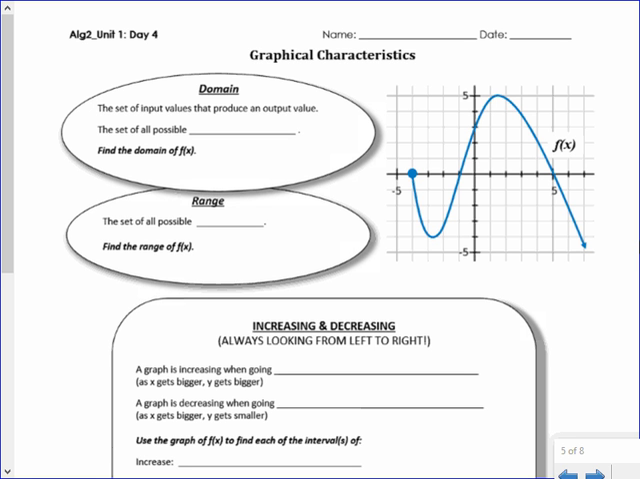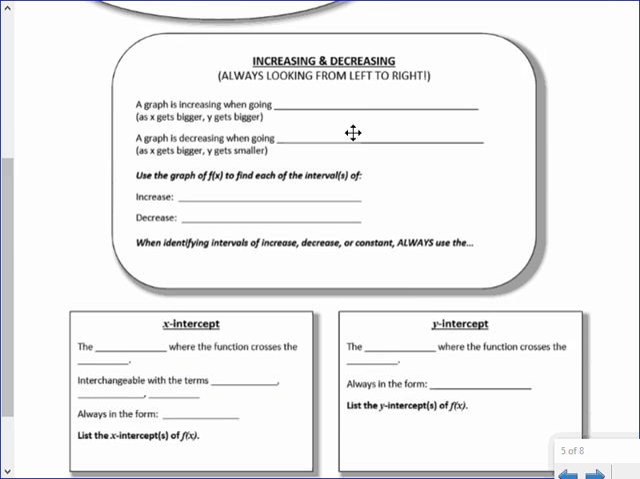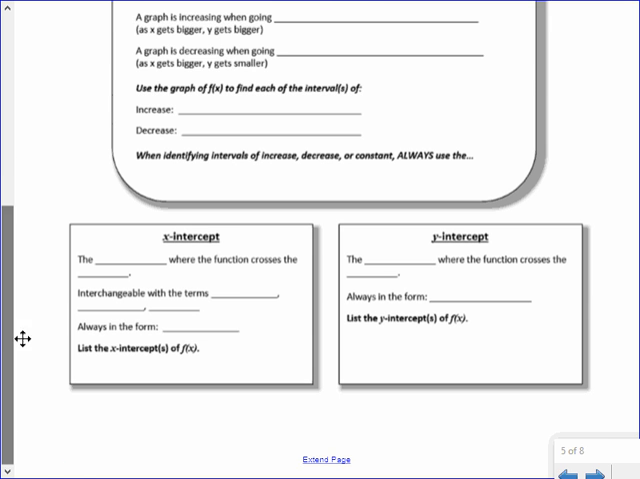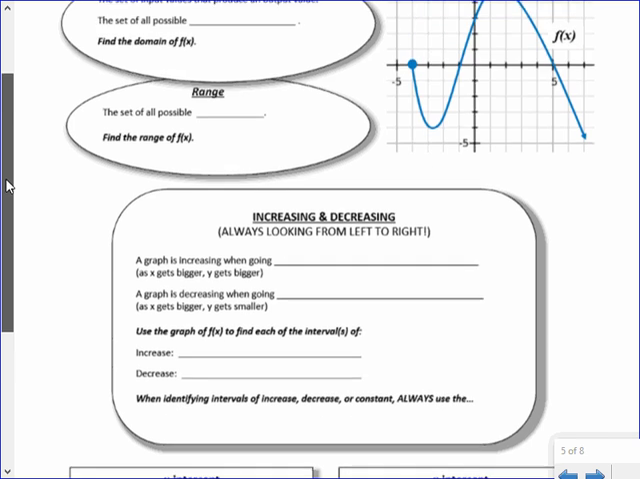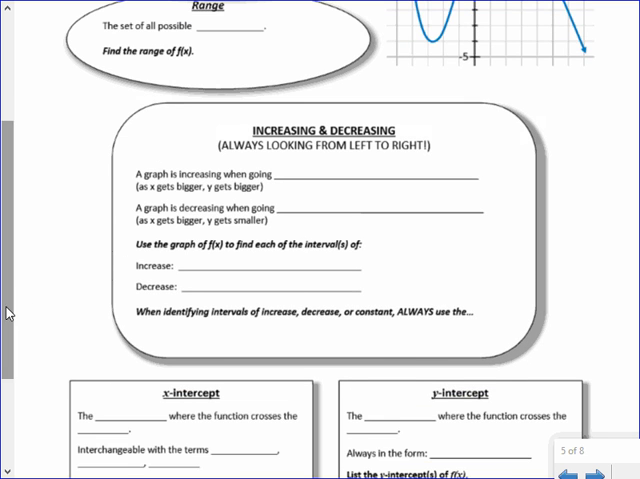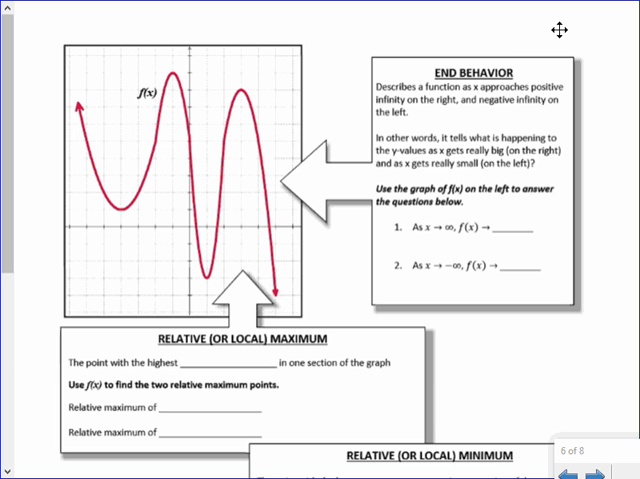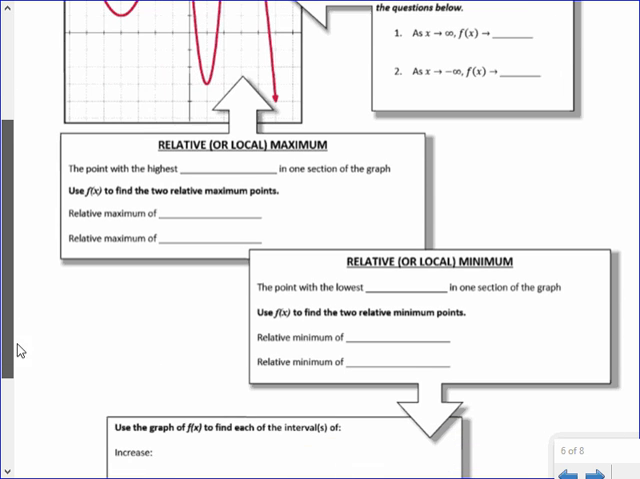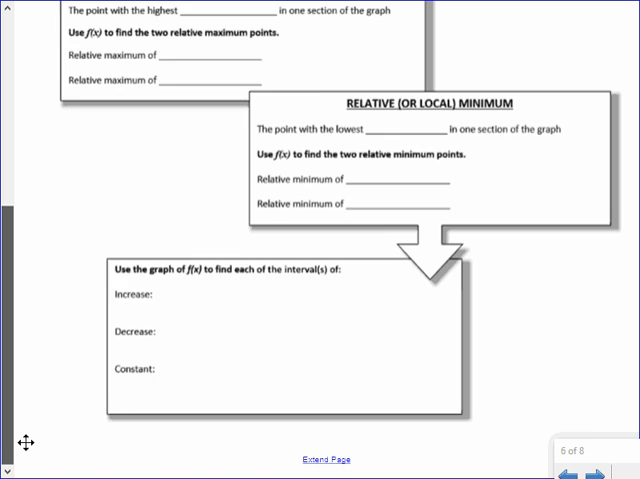So it might seem a little overwhelming at first because there are a lot of things that we're going to be working with. Many of them you guys should know already though. So we've already talked about domain and range. Those are things that we're going to revisit each time we get to a new graph. We're going to look at something called increase-decrease, which is new, but you guys should be familiar with x-intercept and y-intercept. So really the only thing on this page that's new is this little center section. Then we're going to talk about end behavior and then relative maximum and minimum.